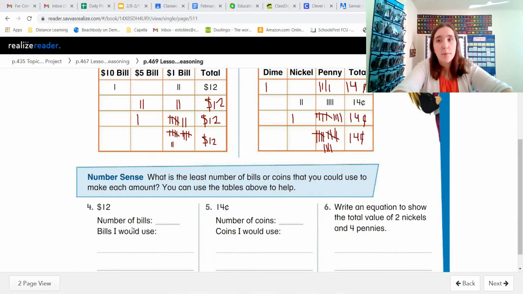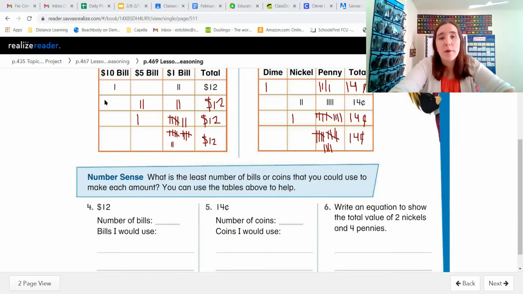Now, these 3 problems, numbers 4, 5, and 6, all go together with the charts. So make sure that you are able to see your charts and that they are filled in because we are going to use them to solve these problems. Number 4, it says, what is the least number of bills or coins that you could use to make each amount? You can use the tables above to help. So we want to know how many bills can we use to make $12, and we want to use the least number of bills possible.